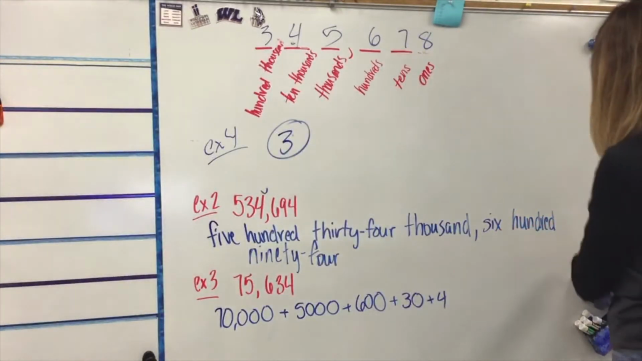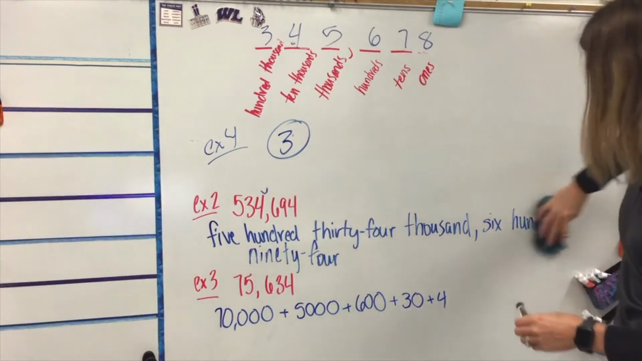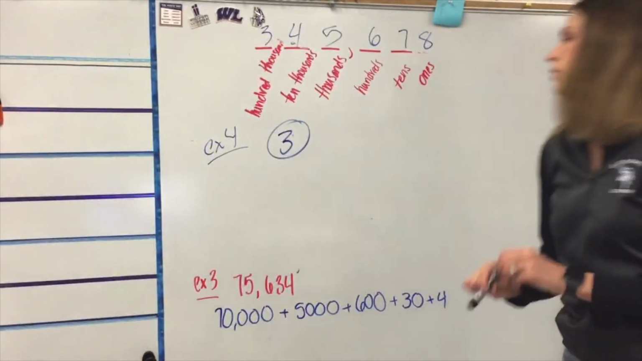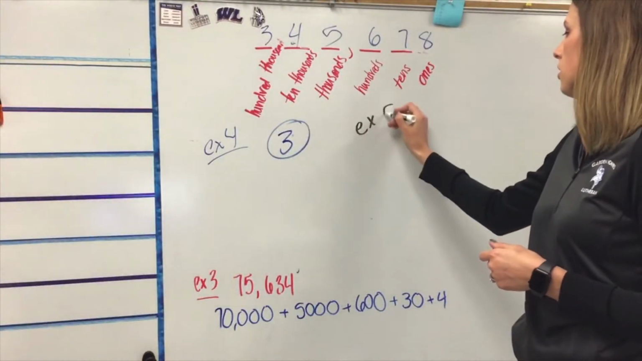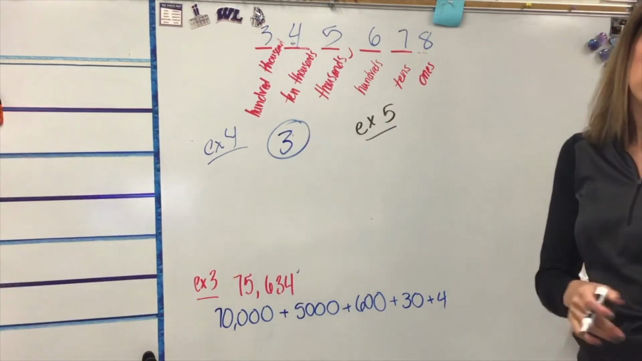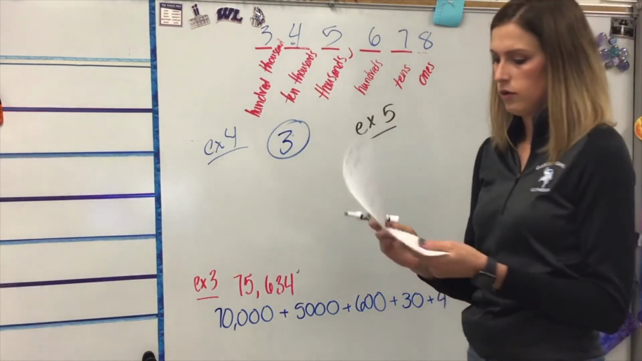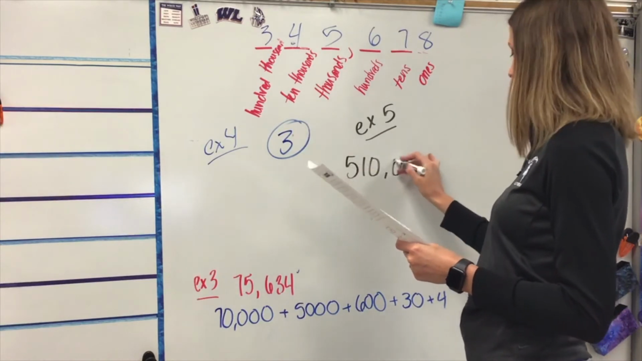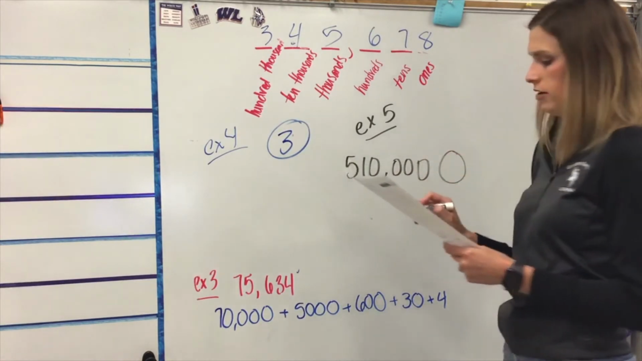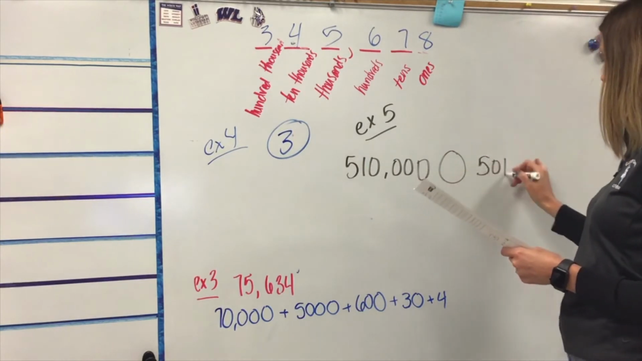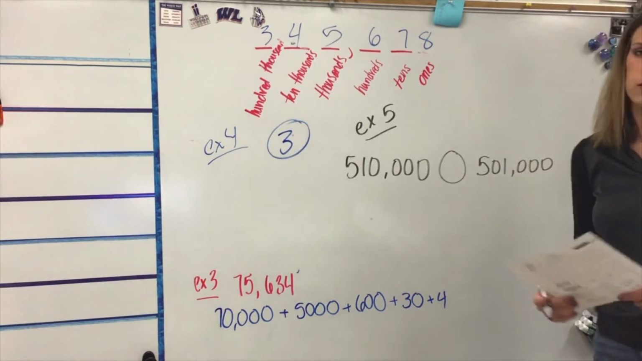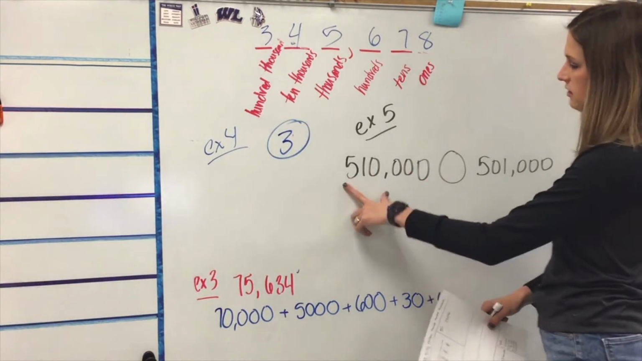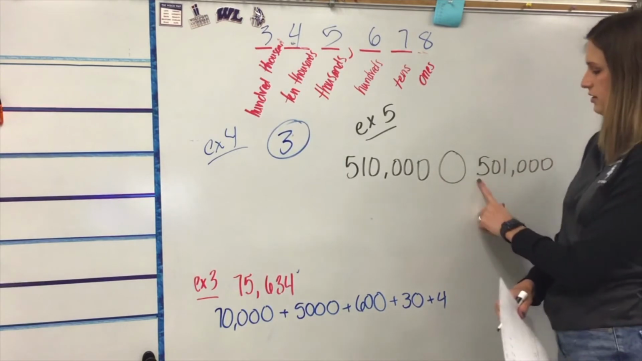Example 5 says we need to compare these two numbers. So we've got 510,000 less than, greater than, or equal to 501,000. Okay, so I got 1, 2, 3, 4, 5, 6 digits here. 1, 2, 3, 4, 5, 6 digits here.